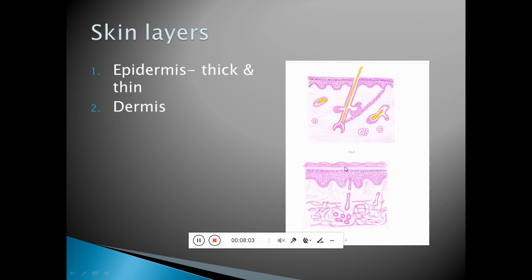So these are the five microscopic layers of the skin from deep to superficial: stratum basale, stratum spinosum, stratum granulosum, stratum lucidum, and stratum corneum.